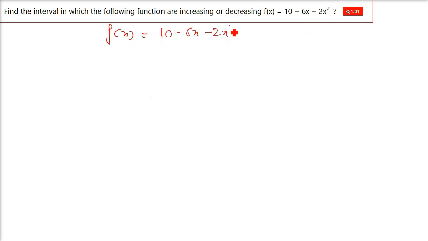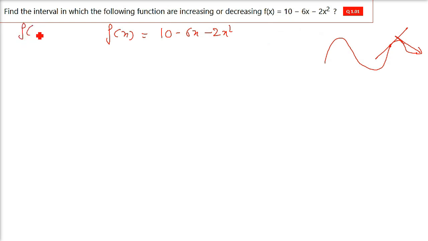So for this 10 minus 6x minus 2x square, is it increasing or decreasing? First of all, why do we need differentiation for increasing and decreasing? So we know whether we are going uphill or downhill. The best way is to draw a tangent at that point. If the slope, or tan theta, is positive, it is increasing. If tan theta is negative, it is decreasing.